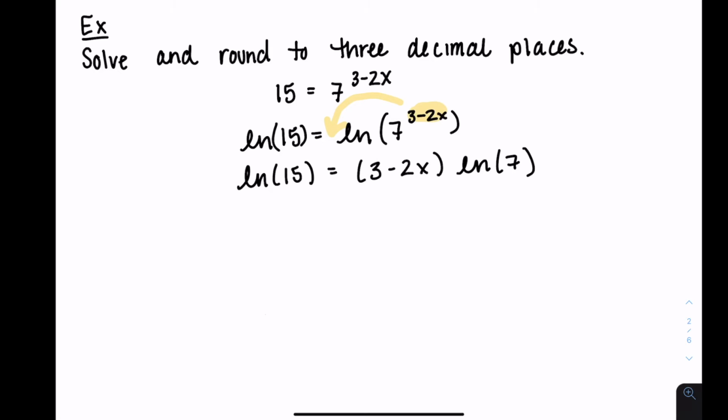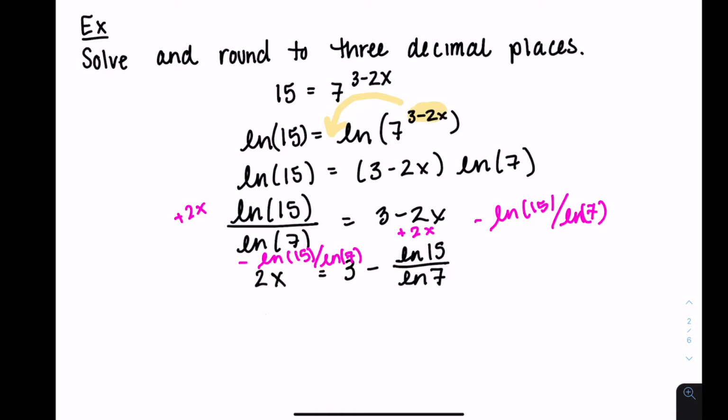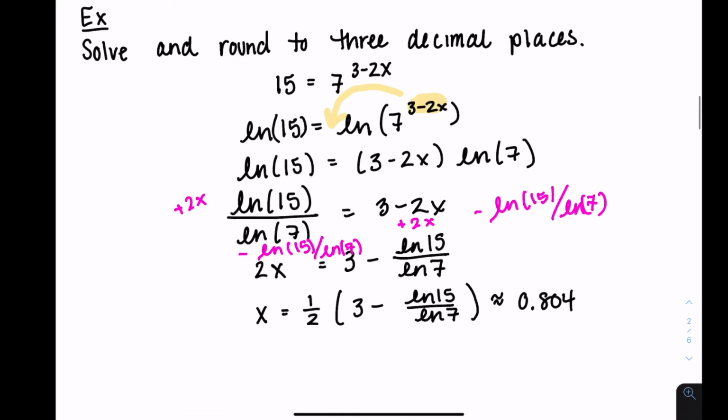And now I can go ahead and solve for x. So I'm going to divide by natural log of 7 on both sides to get natural log of 15 over natural log of 7 is 3 minus 2x. Then I want to solve this for x, so let's go ahead and rearrange it. Let's add 2x over here, add 2x over here, and then subtract this kind of grotesque number just to make our signs a little bit easier. And so by doing that, we're going to get 2x is equal to 3 minus natural log of 15 over natural log of 7. And you just want x, so you go ahead and divide by 2 or multiply it by a half. And so if you plug this into your calculator, you'll get about 0.804.